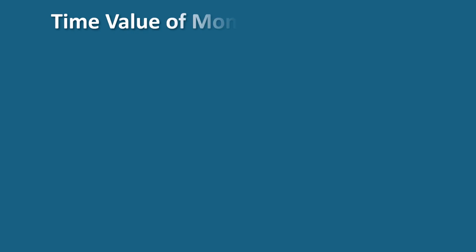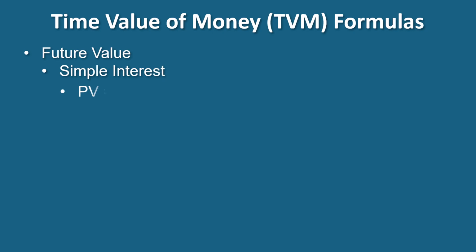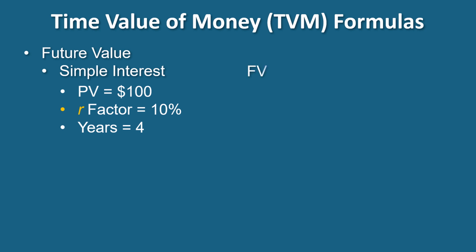Now let's look at the time value of money formula. First, we calculate future value using simple interest. Suppose we have the following data. Present value, $100, R factor, 10%, number of years, 4 years. The formula for the future value via simple interest method is future value equals present value plus, open bracket, present value multiplied by R factor multiplied by number of years, periods, close bracket.